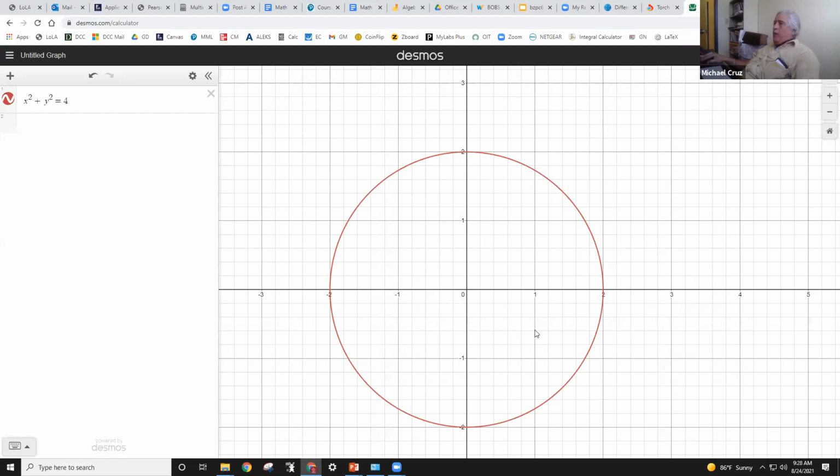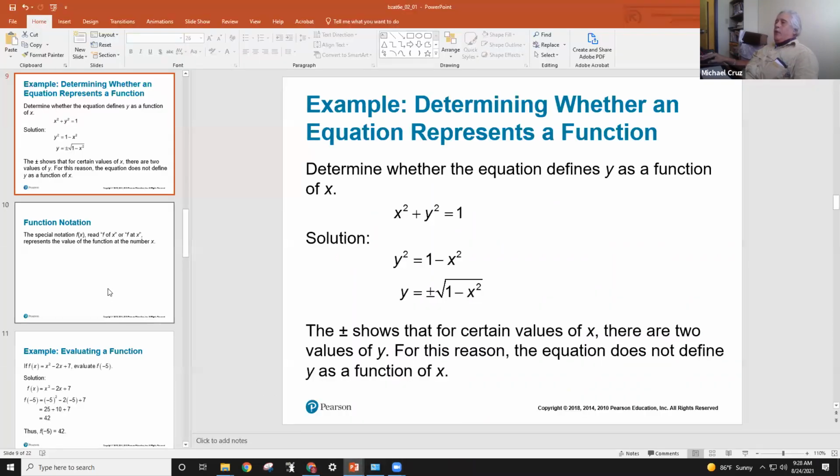Or if we just wanted to have the bottom part, that would be fine. And we're going to learn about something a little bit later called the vertical line test that shows us how we can do it from the graph.